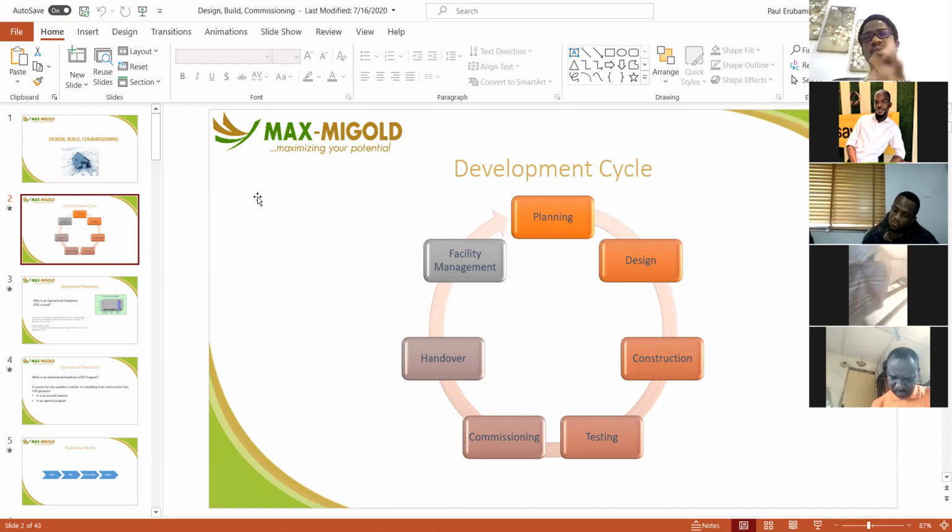But of course, when the construction is ready, you've done all the documentation. What do you now do next? You now start doing testing. Testing is done at a system or component level to see if the equipment, building component, or structural element is functioning okay.